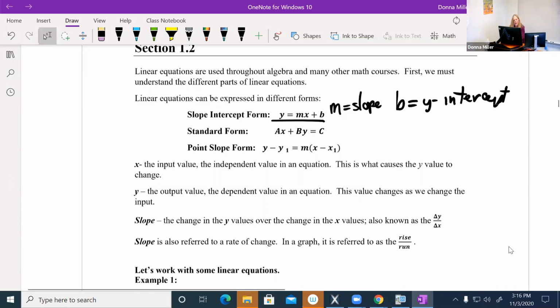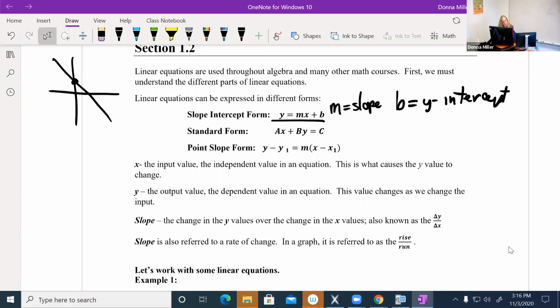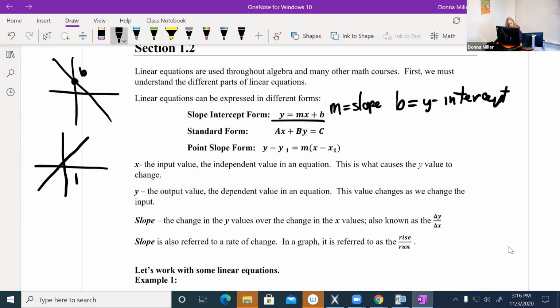So when I have a graph, a line looks like that. B is where it crosses the y-axis. So this point right there is B. It's where it crosses the y-axis. The slope is a measure of the steepness of the line. A few things about slope. This particular line has a positive slope. It's rising from left to right. This particular line has a negative slope. It's falling.